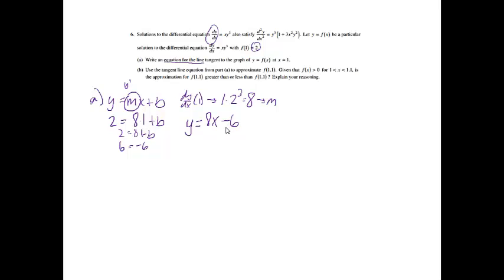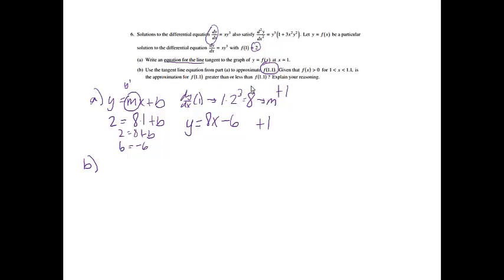All right, that answer was worth 2 points. I got 1 point for finding the derivative equaling 8, and then 1 point for the tangent line. Onward to part B. Use the equation of the tangent line from part A to approximate f of 1.1. So I'm just going to do that part first.